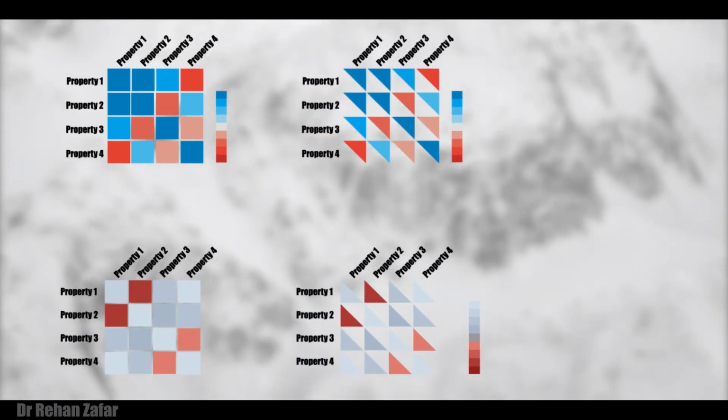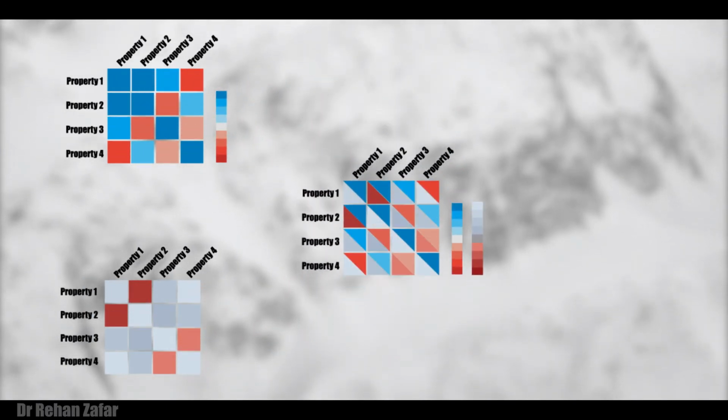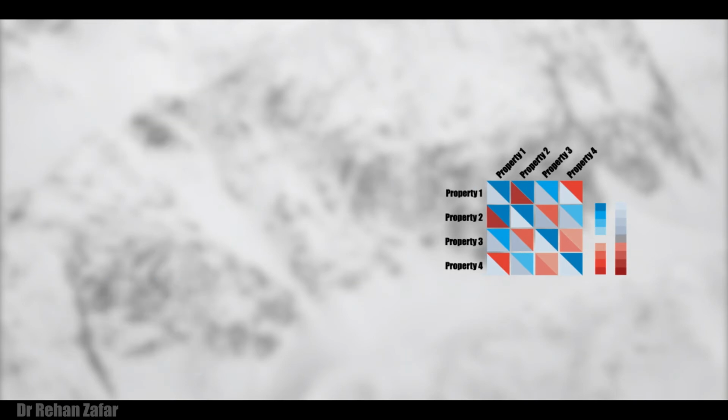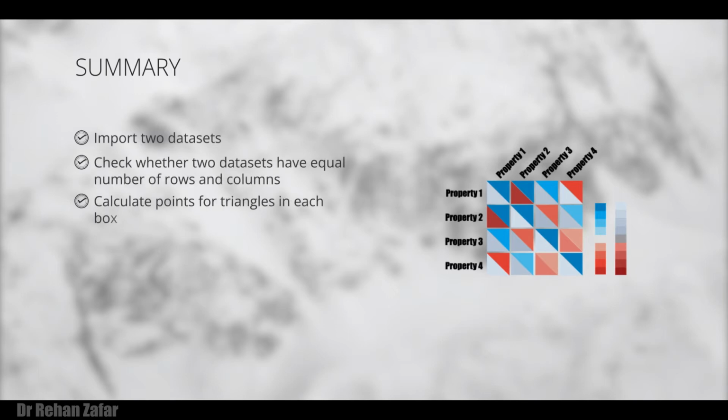Yes. We have done this with one piece. What about the complete heat map? So in this video, we will import two datasets, those smaller ones for your understanding. Check some properties, calculate points for triangles, triangulate these, and then we will make the heat map.